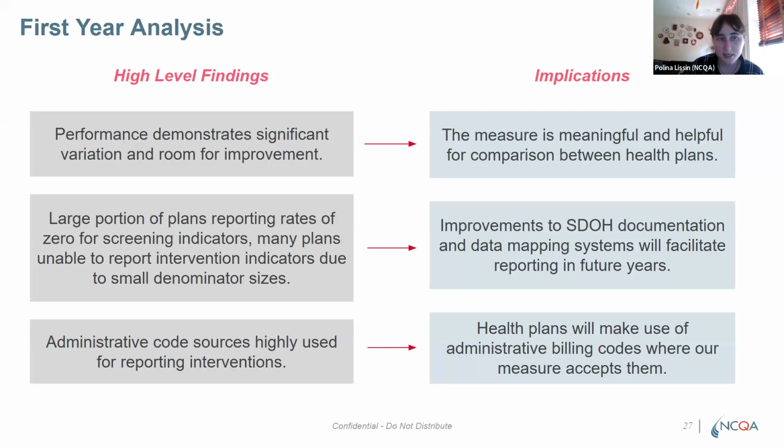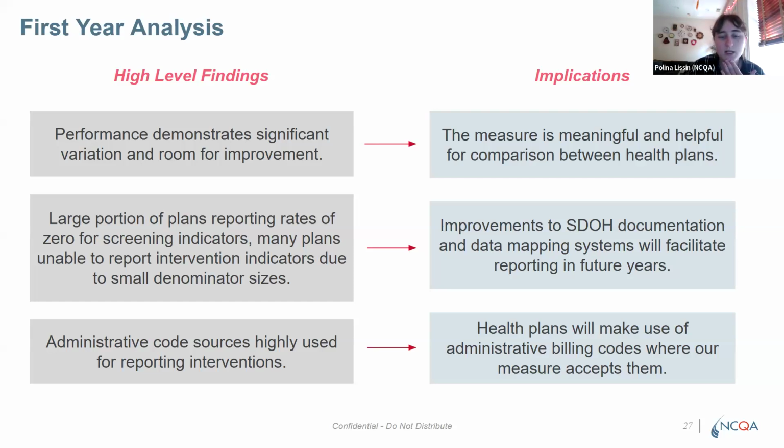And lastly, part of this decision to not move forward with public reporting is related to this last finding, where we analyzed the data sources used for measure reporting, specifically the distribution between electronic health records, health information exchanges or registries, case management systems, or administrative data sources. And as previously mentioned, our measure spec allows for use of administrative codes for reporting only the intervention indicators. And we found that around half of the data for interventions was from administrative codes. So that suggested to us that health plans are making use of administrative sources when our measure accepts them.